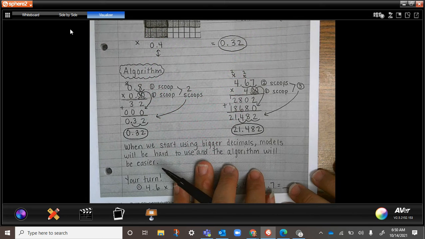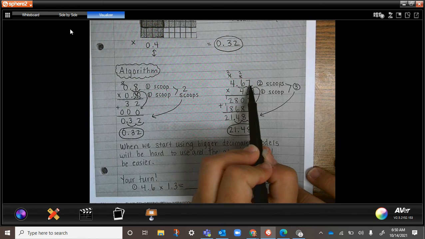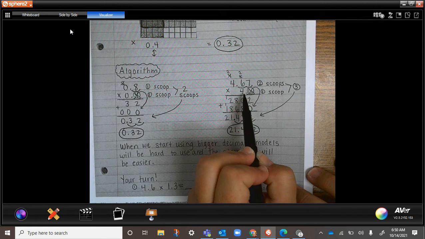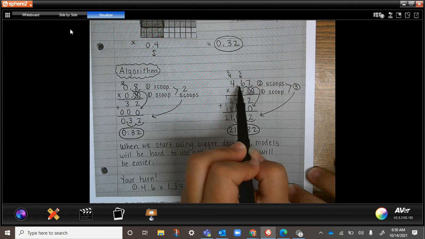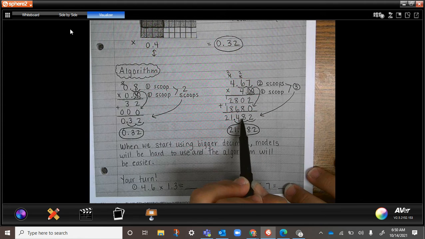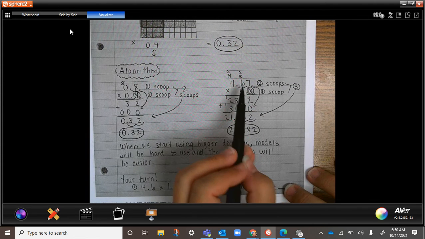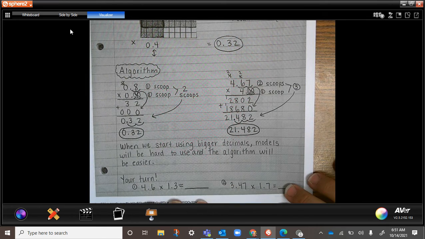Same thing over here. This time your number was a little bit larger, 4 and 67 hundredths. So when you do that times 4 and 6 tenths, you've got 1 scoop, 2 scoops, 3 scoops. So over here you're going to do 1, 2, 3 scoops. So again, multiplication is all the same. The thing we're adding is the decimal with the scoops.